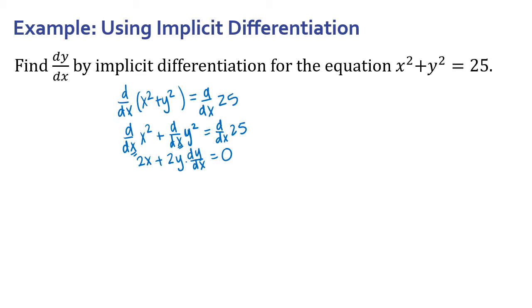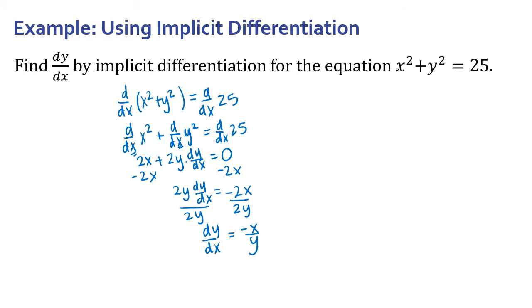And then the second step is to solve for dy over dx. In order to do that, let's subtract 2x from both sides, and I'm going to get 2y dy/dx equals negative 2x. So divide both sides by 2y to get that dy/dx by itself, and I get negative x over y.